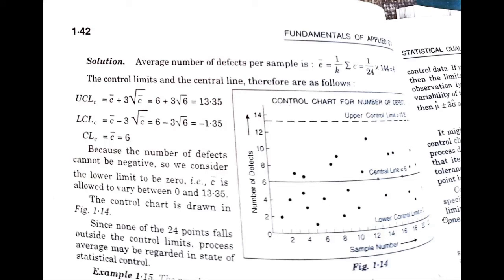So the lower control limit is taken as 0, the central line is taken as 6, and the upper control limit is taken as 13.35. And we will plot all 24 points on the graph paper.